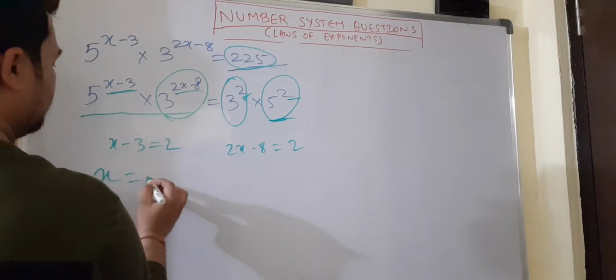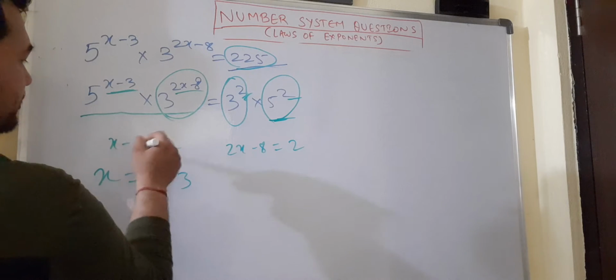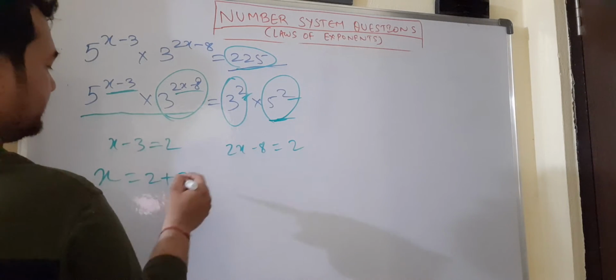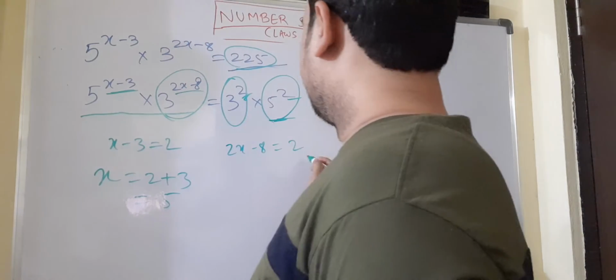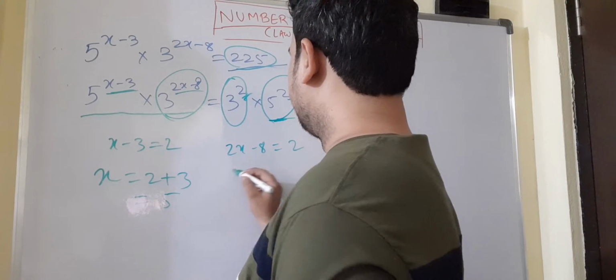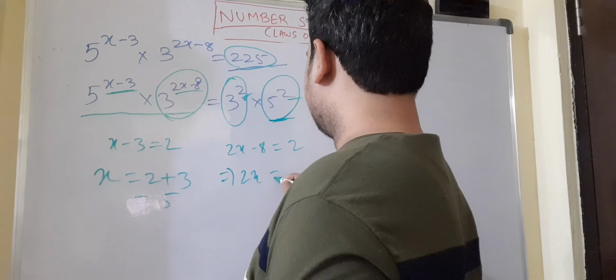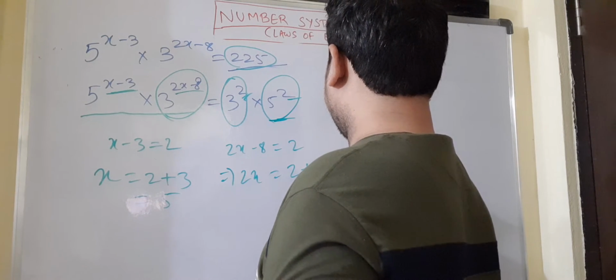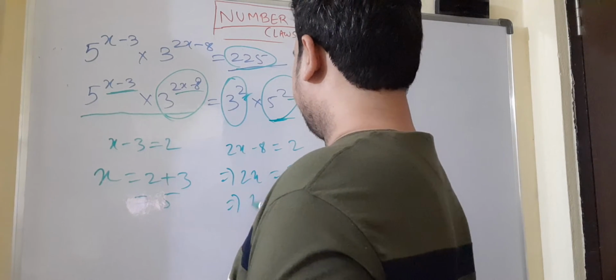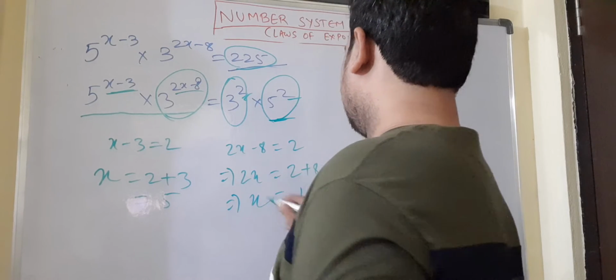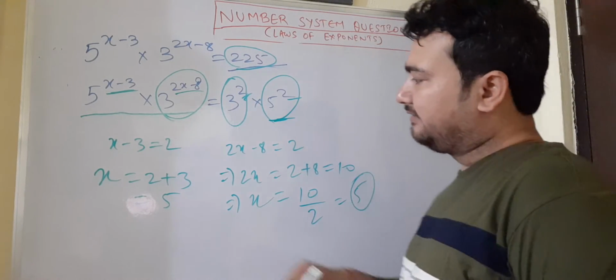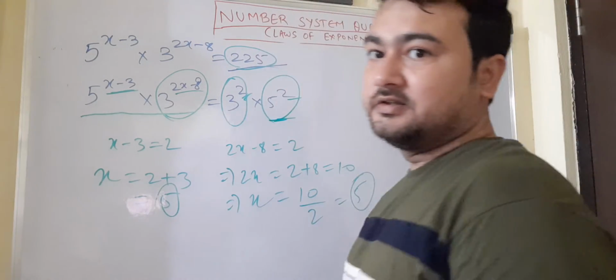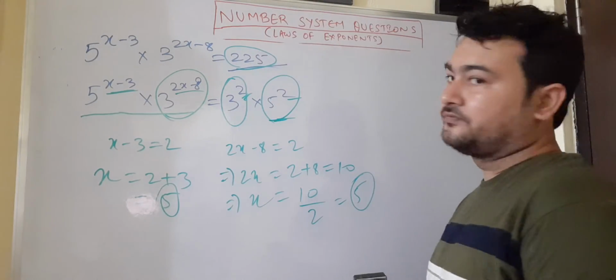From here you get x equals 2 plus 3. Transposing this will change its sign from minus to plus. You will get 5. This 2x minus 8 equals 2 will give you 2x equals 2 plus 8, that is 10. And this will give you x, since 2 is multiplied, 2 will be divided here. You will get 5. So the value of x is 5. Clear?